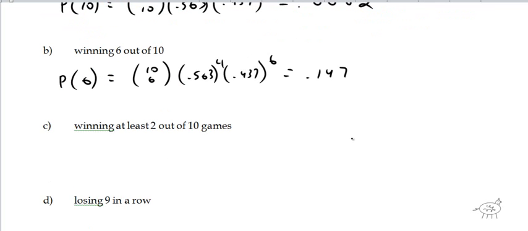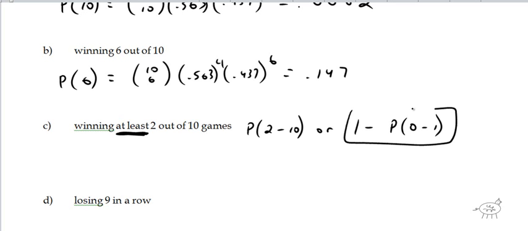This next one is winning at least. Guys, you need to really look out for this word, at least. Winning 2 out of the 10 games. So what you could do is you could do 2, 3, 4, 5, 6, 7, 8, 9, 10. It would take you like 20 minutes to do this problem because you'd have to do 2 through 10. That's a lot, right? Or what else can you do? So let's say we can write probability of 2 through 10. Or couldn't you do 1 minus the probability of 0 through 1? This is a lot shorter, math fans. Okay? So that's what you want to do.